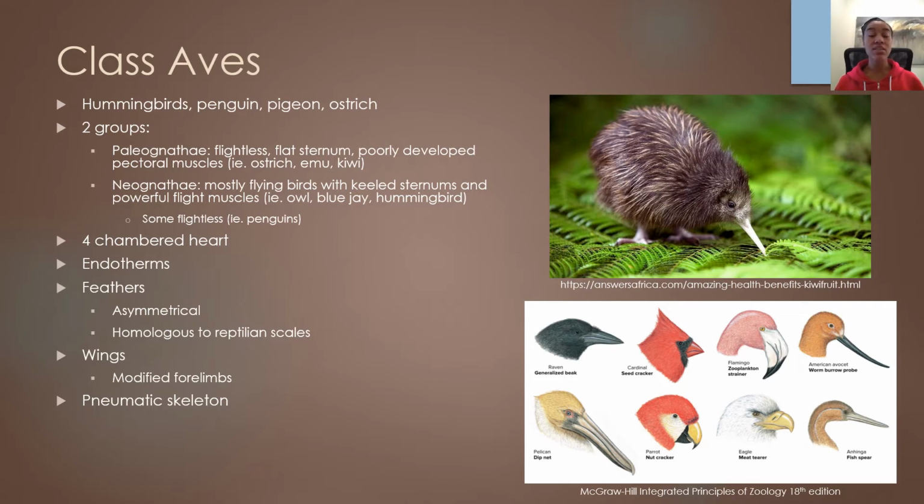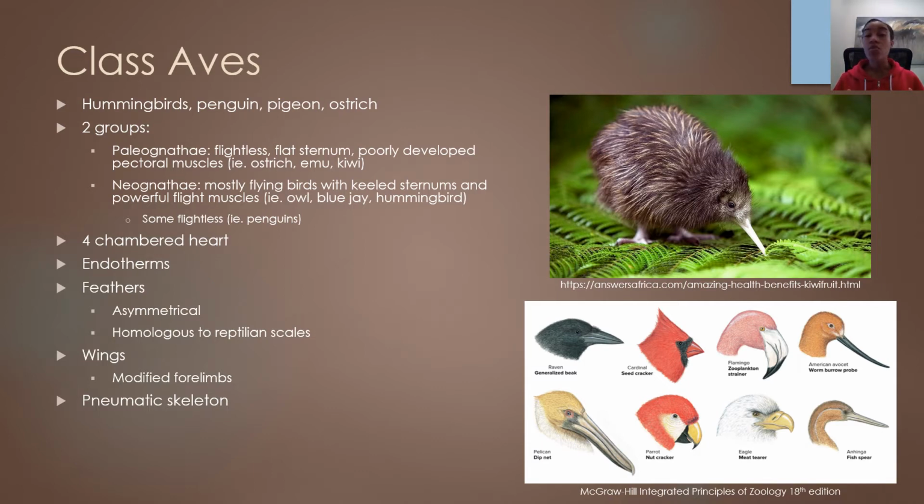Feathers are a key detail of birds. They're one thing that makes them very unique. And feathers are actually homologous to reptilian scales. And feathers initially evolved for thermal regulation purposes in early dinosaurs. But then over time, these feathers that were designed for insulation, then in dinosaurs that were symmetrical, became asymmetrical and adapted for flight.